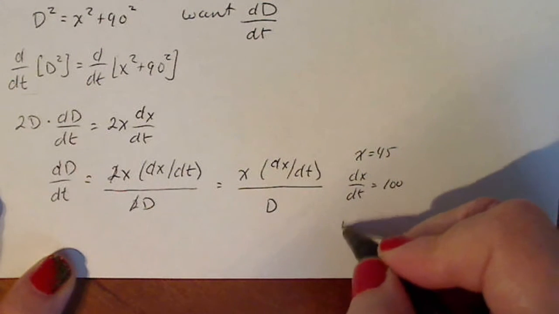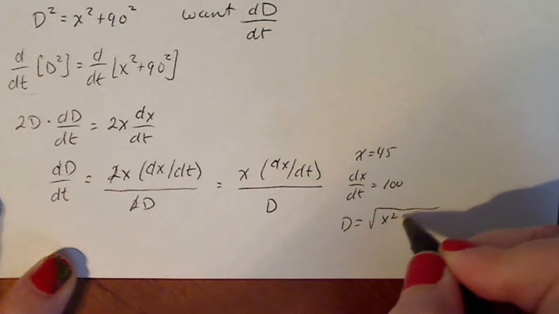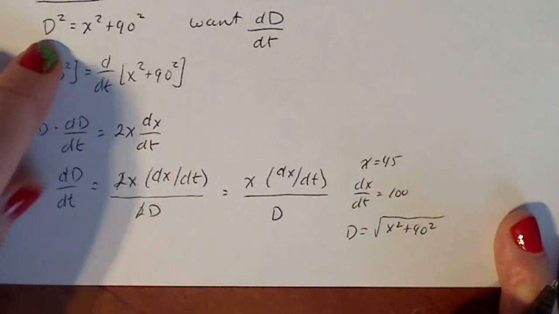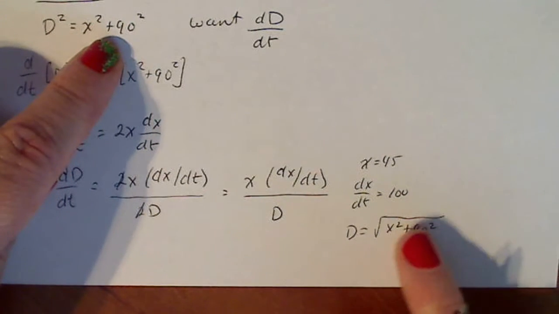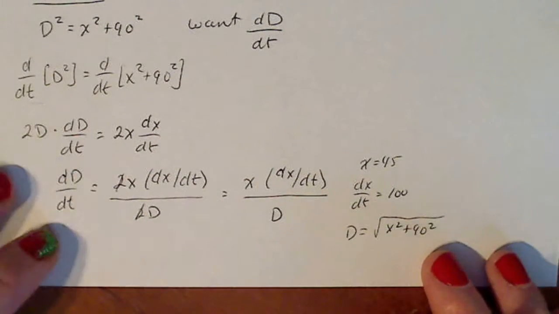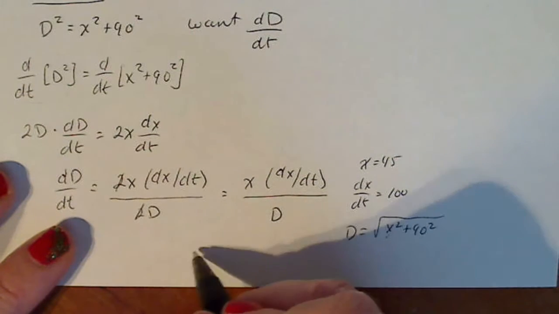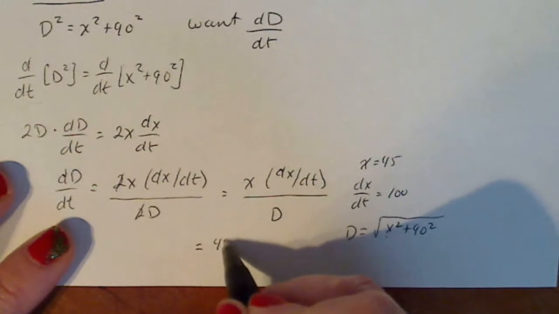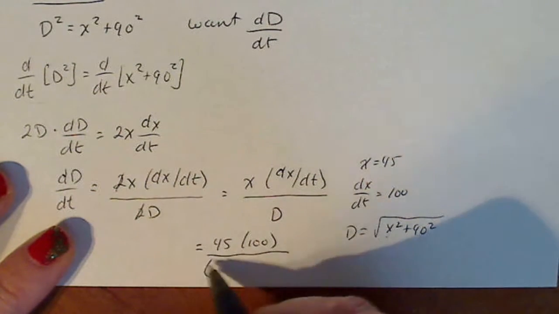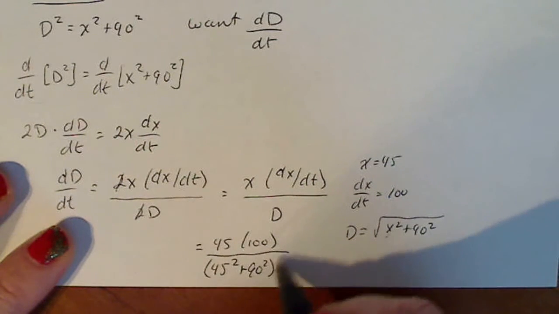And I know that d is equal to the square root of x squared plus 90 squared. Found that in the previous problem. So here's d. If I just solve for d, I get the square root of x squared plus 90 squared. And again, I'm using the positive root because I'm talking about distance here. If I plug all that in, including the fact that x is 45, I get 45 times 100 divided by 45 squared plus 90 squared to the 1/2.